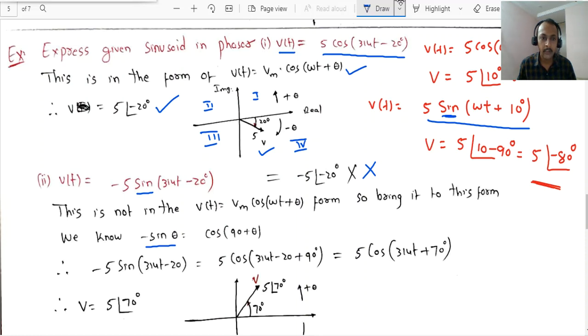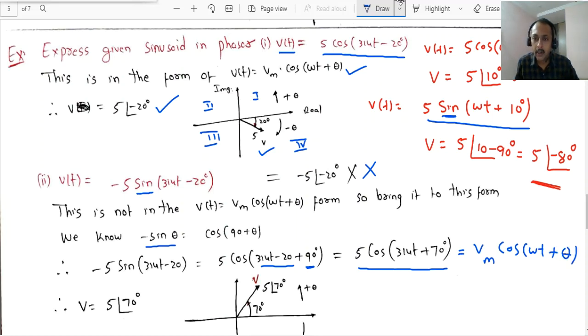Minus 5 sine 314t minus 20 is the same as 5 times cos of this angle. Just you simply add 90 degrees for that term. For this term, you just simply add 90. How much we will get? This term is same as now 5 cos 314t plus 70 degrees. Now we got our general form. This is in the form of Vm cos of omega t plus theta.